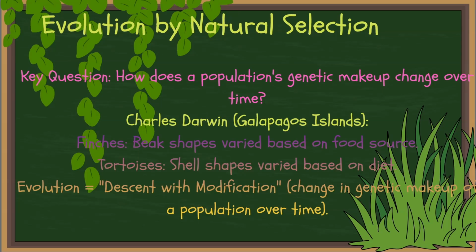Charles Darwin in the Galapagos Islands studied finches, and he found that finches' beak shapes varied based on food source. He also studied tortoises, whose shell shapes varied based on diet. Evolution, he called it descent with modification, which is the change in genetic makeup of a population over time.